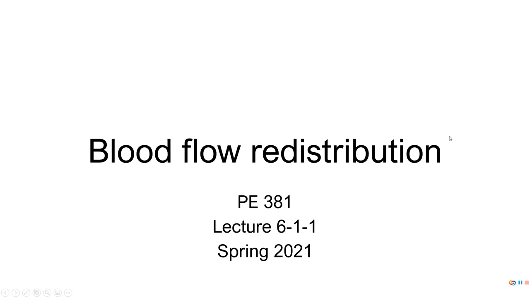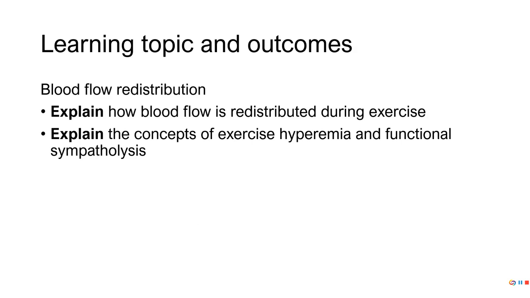Redistribution. And just to let you know, on Tuesday of week 6, we're going to focus on the cardiovascular side of things and the changes that occur with exercise. And on Thursday, we're going to focus on the respiratory changes and how they allow us to exercise. So here are the two objectives we're trying to accomplish with this short video: blood distribution, and then concepts called exercise hyperemia and something called functional sympatholysis.